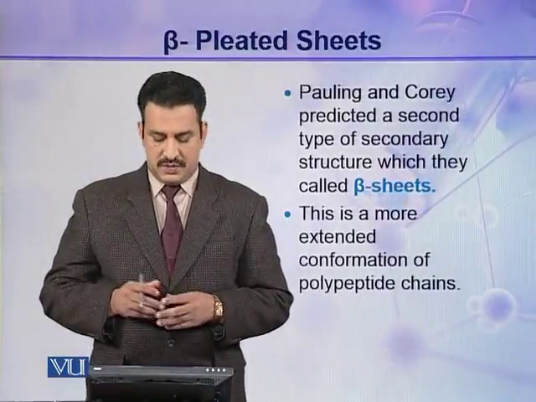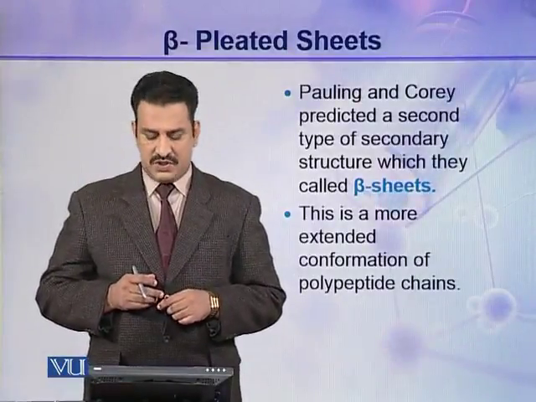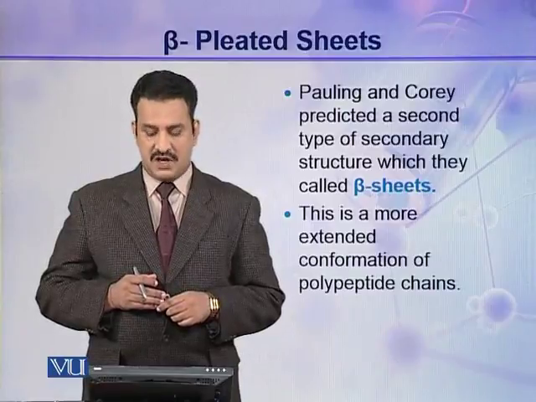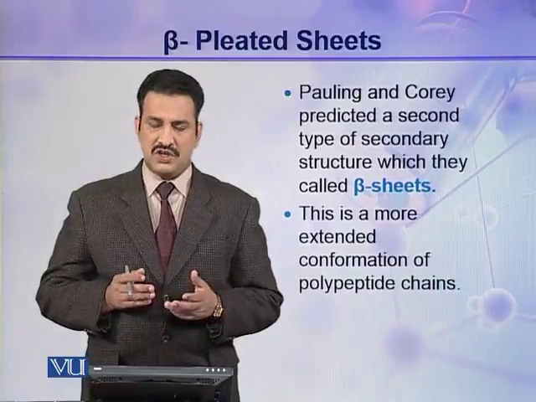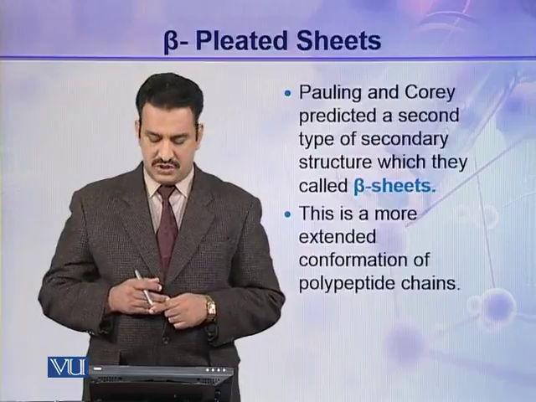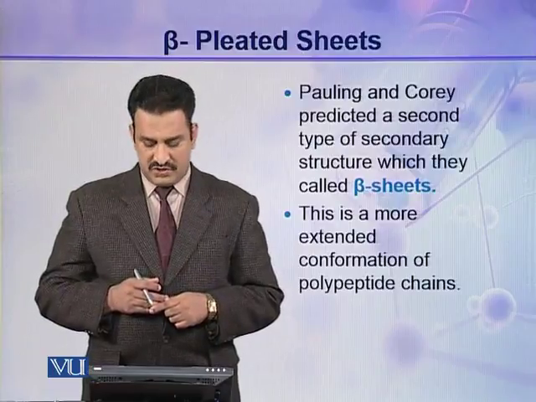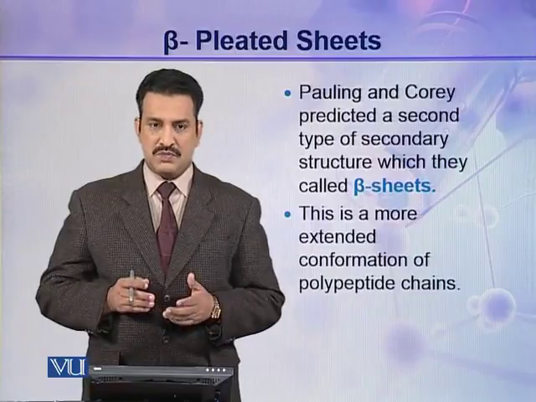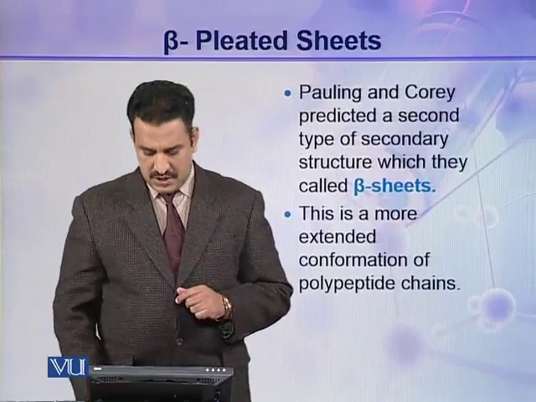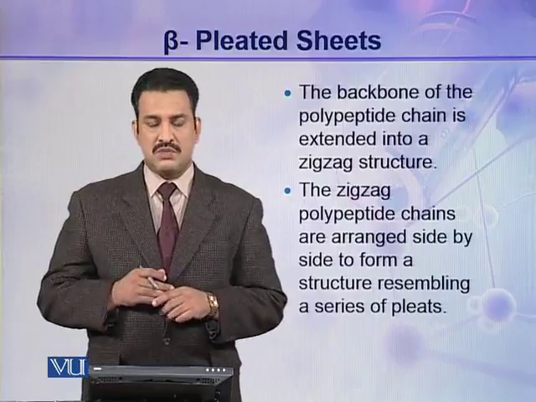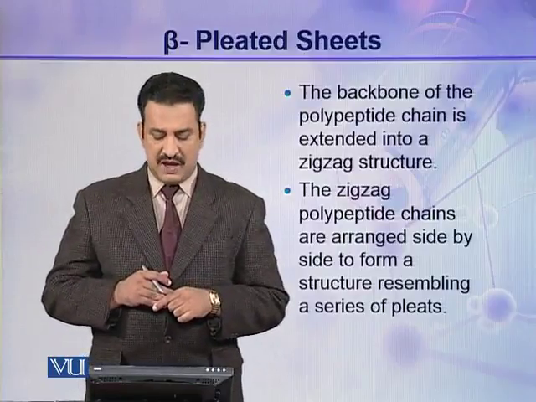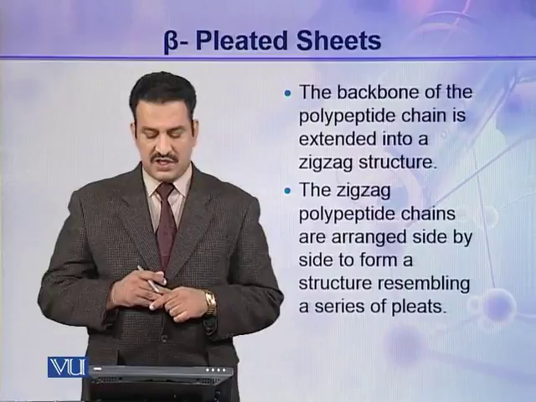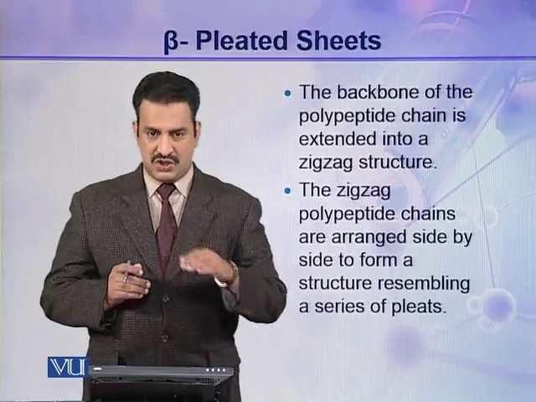Pauling and Corey predicted a second type of secondary structure which they called beta sheets, or generally beta conformations. This is a more extended conformation of the polypeptide chain as compared to the alpha helix. In beta sheets, the backbone of the polypeptide chain is extended into a zigzag structure.